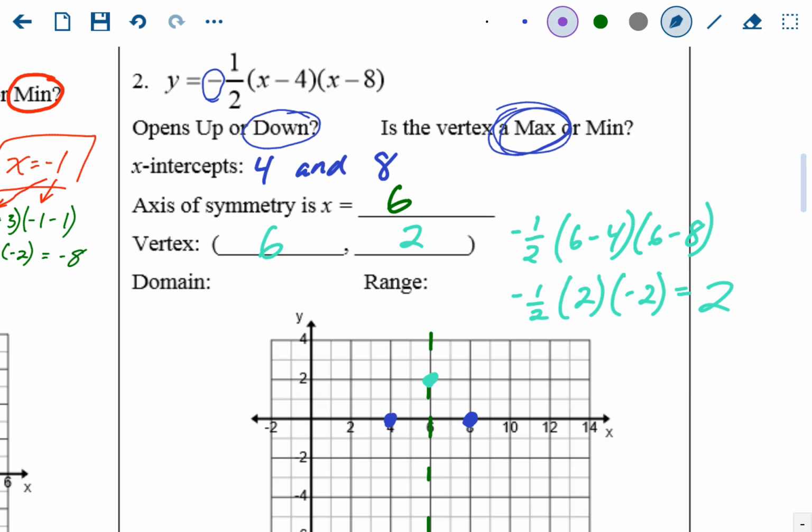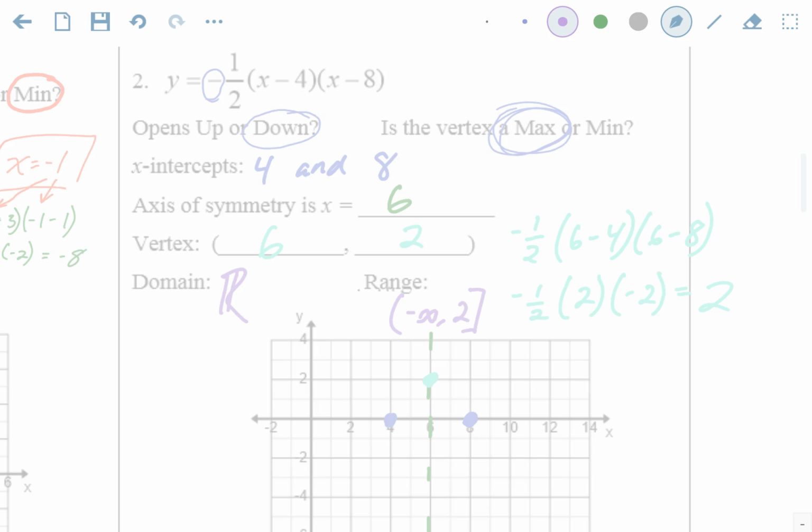For the domain and range, domain's all real numbers. The range, I'll do this one in interval notation. Well, the highest point is 2. The lowest point is going to be negative infinity. So we'll say negative infinity, that should be a parenthesis, not a bracket. It should be negative infinity to positive 2 with a bracket. As an inequality, that would be y is less than or equal to positive 2.